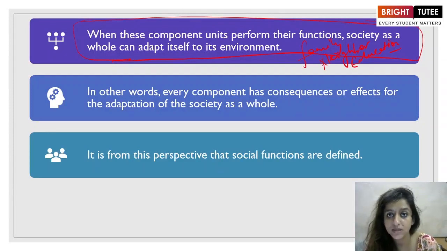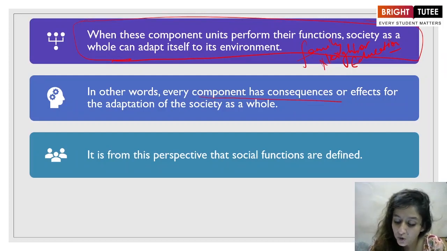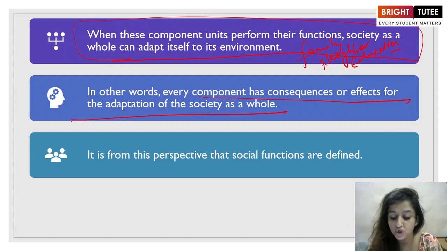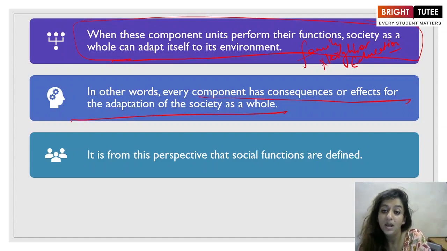In other words, every component has consequences or effects for the adaptation of the society as a whole. Every component has some consequences or effects which play a very important role in the adaptation of the society as a whole.